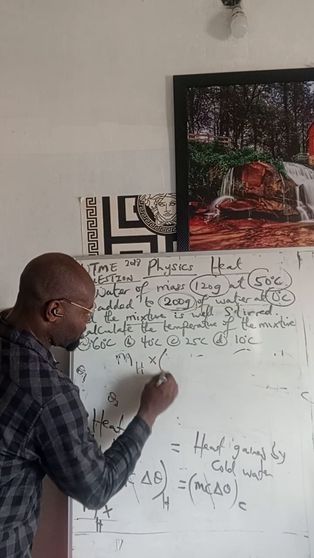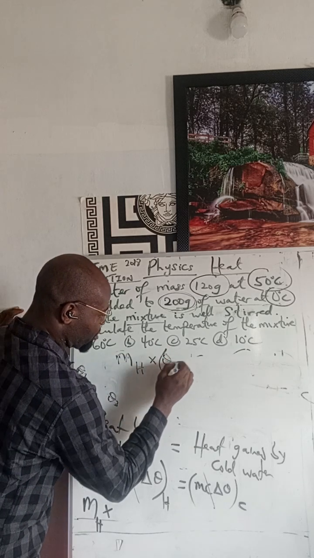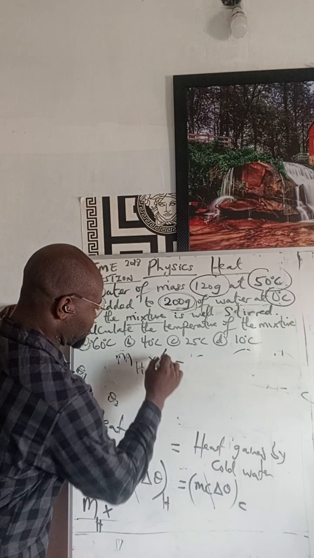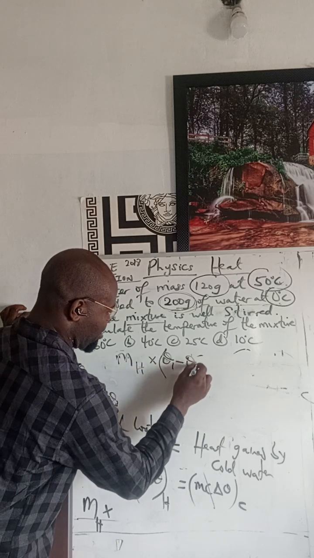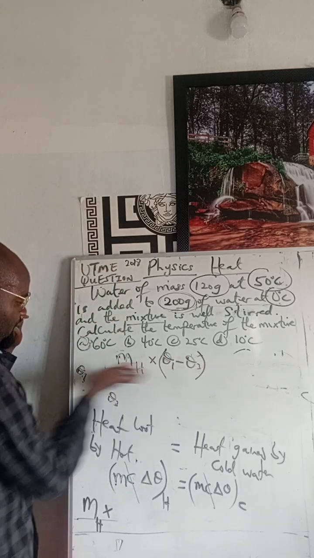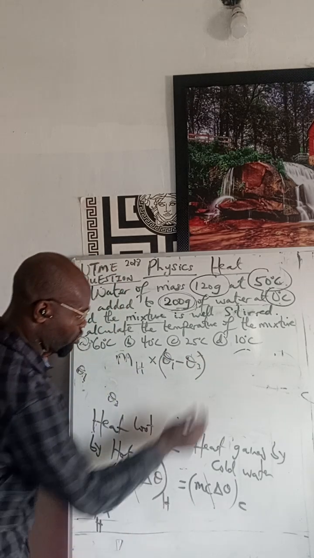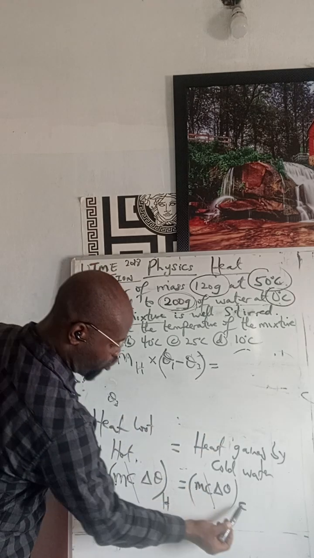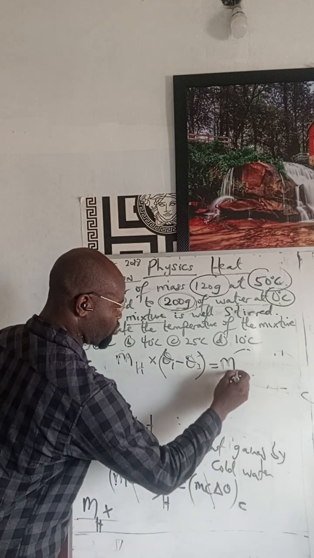So that's times theta 1 minus theta 3. That is the heat for hot water. Now it equals the same mass of cold water, mC, the mass of cold water.